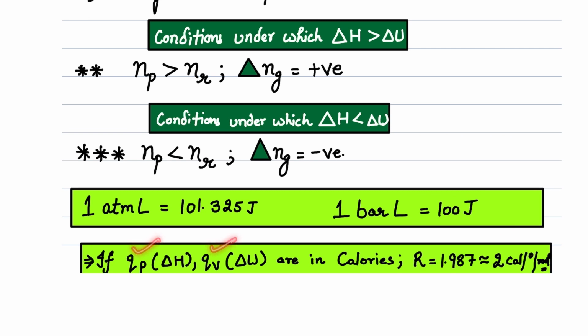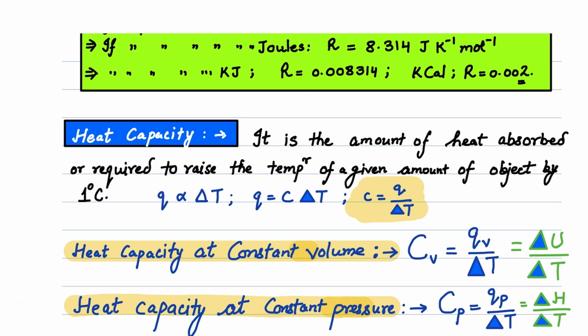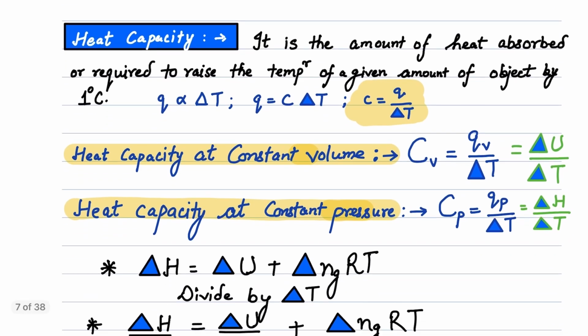If QP or QV are in calories, then R is considered to be 1.987 or approximately 2 calories per degree per mole. If both the terms are in joules, then R is equal to 8.314 joule per Kelvin per mole. If they are in kilojoules, then R is considered to be 0.008314. If they are in kilocalories, then R is equal to 0.002.